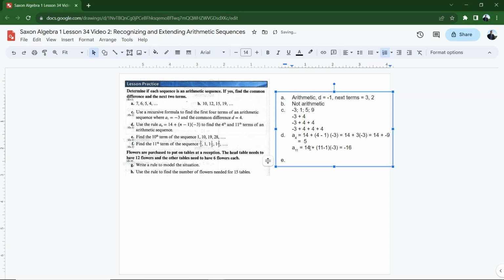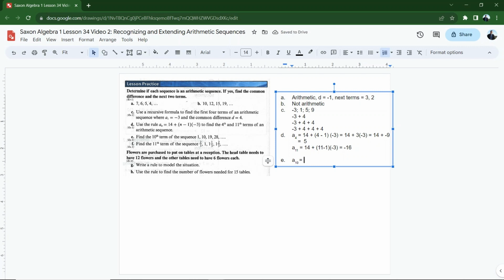Find the 10th term of the sequence 1, 10, 19, 28. Okay, now, I could do this by just counting up terms. That's the cheating way to do this. Instead, what we're going to do is use the common difference formula. So we're going to do A sub 10, and then we're going to do equals.